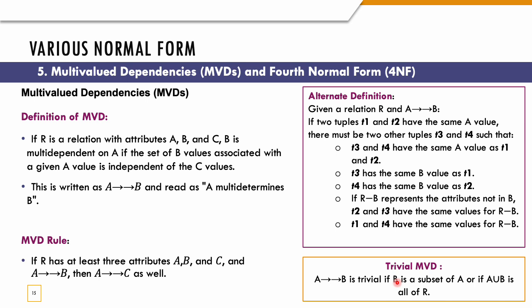All right, now the trivial MVD. An MVD of A determines B is trivial if B is a subset of A or the union of A and B includes all the attributes of R. This means the MVD does not add new information or dependency rules, if B is part of A or if they together cover all the attributes in R. Okay?